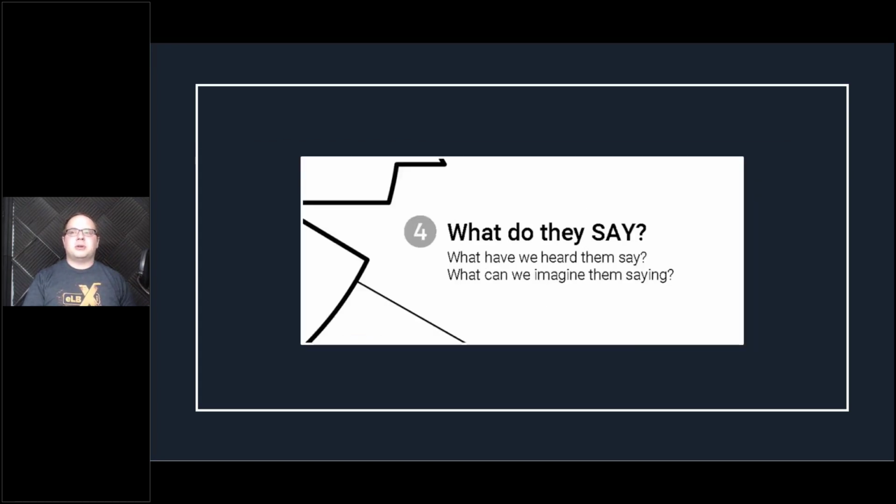Section number 4 goes into what do they say. So from your interviews and surveys, what have you heard them say before? What are they saying as far as problems that they're having, challenges that they're facing, things that they want to accomplish? What are they saying there, or what can we imagine them saying? So if you are only able to do secondary research, think about that. What can we imagine them saying? What would you assume they would say about trainings that they've been through or their experiences?